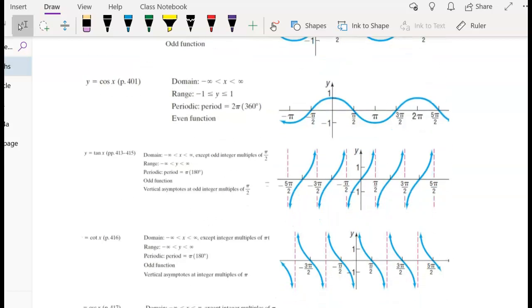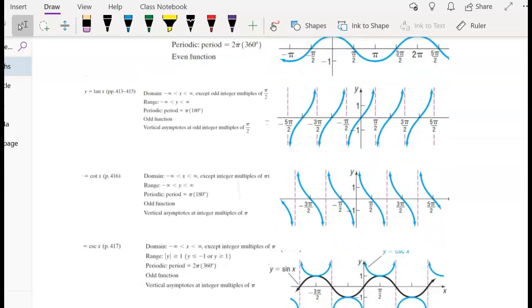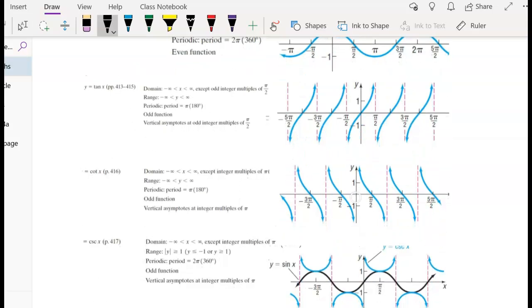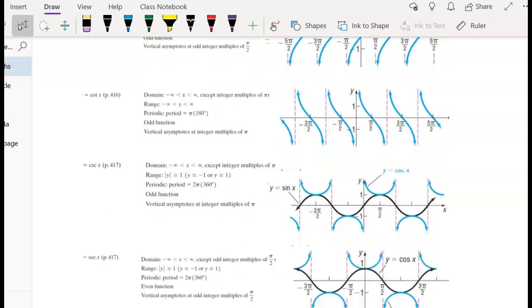Same is true of the tangent, you can see the rotational symmetry. Same is true of the cotangent, you can see the rotational symmetry. And the same is true of the cosecant. You can see the rotational symmetry. This U shape would come down to this one down here if you rotated 180 degrees.